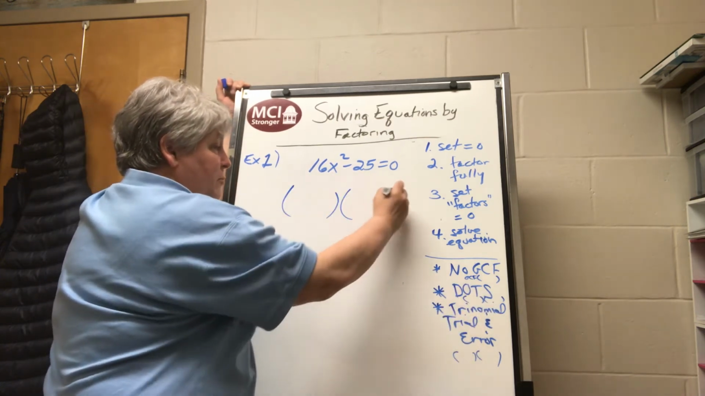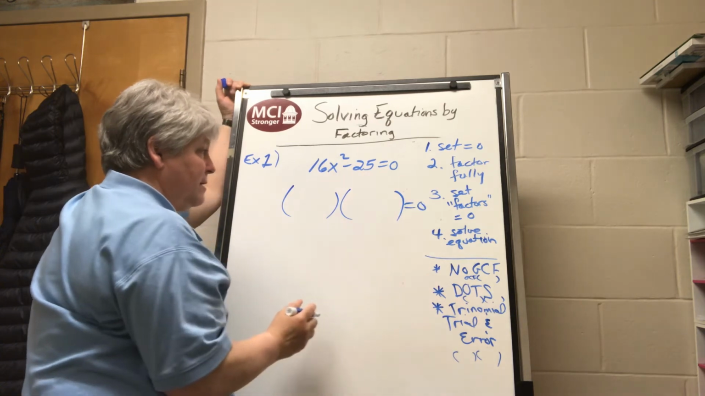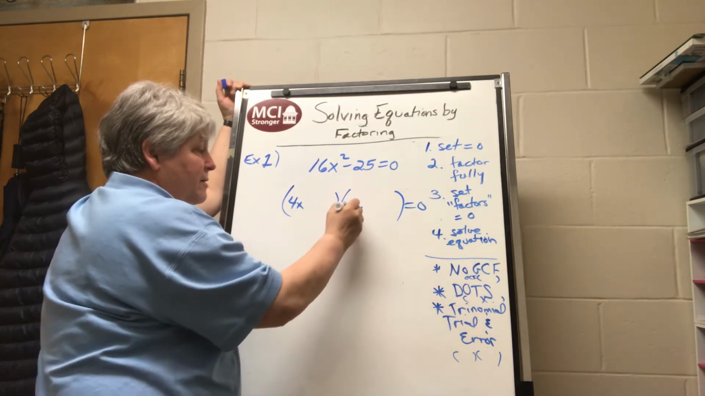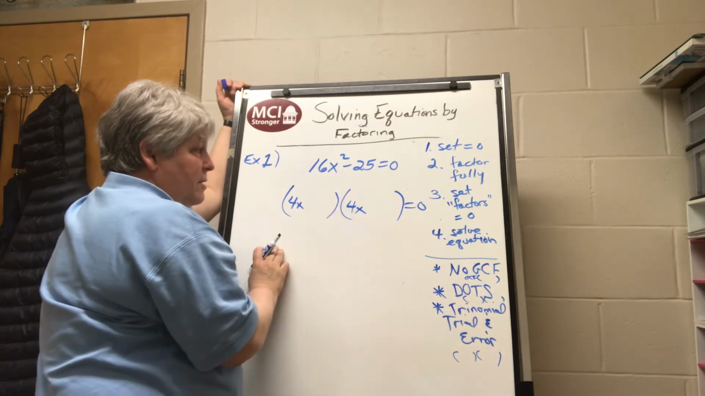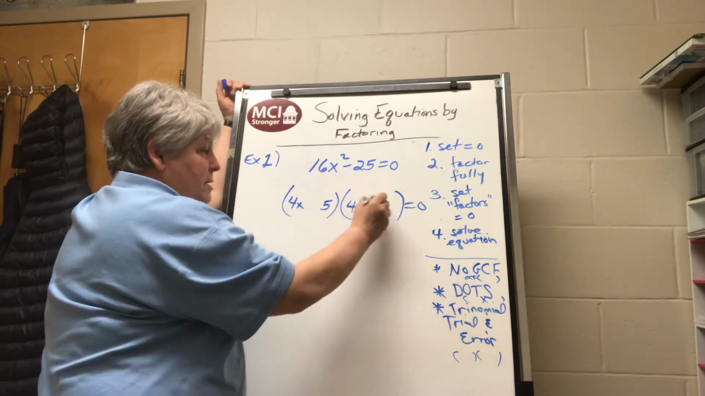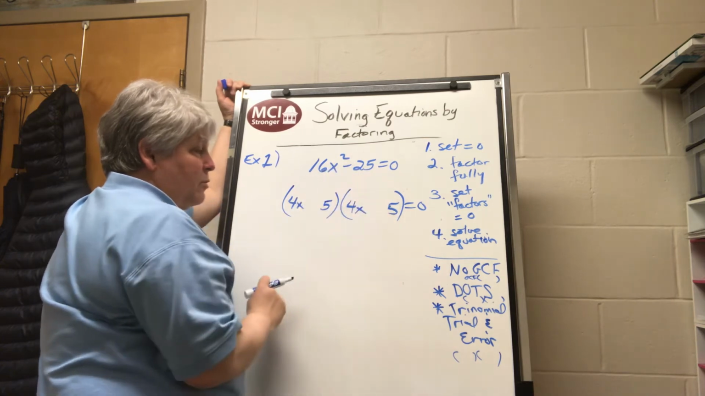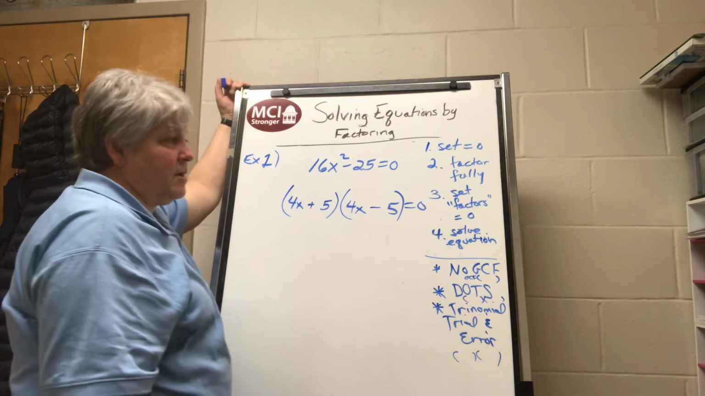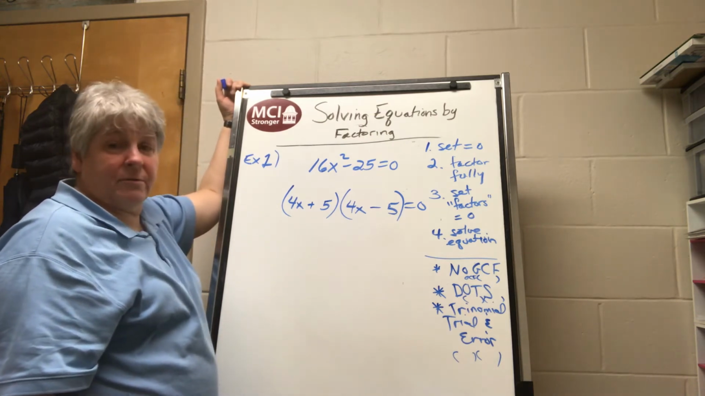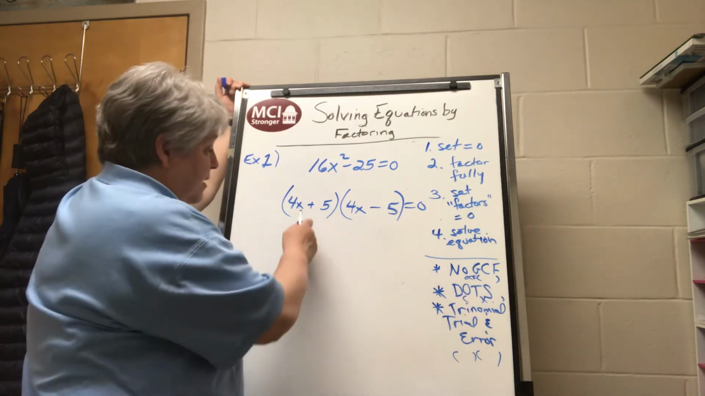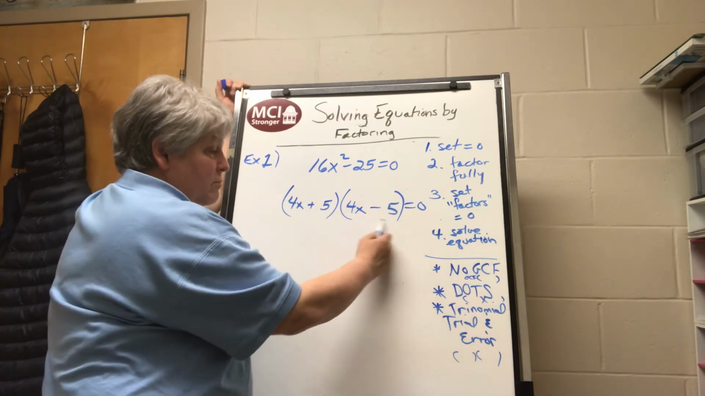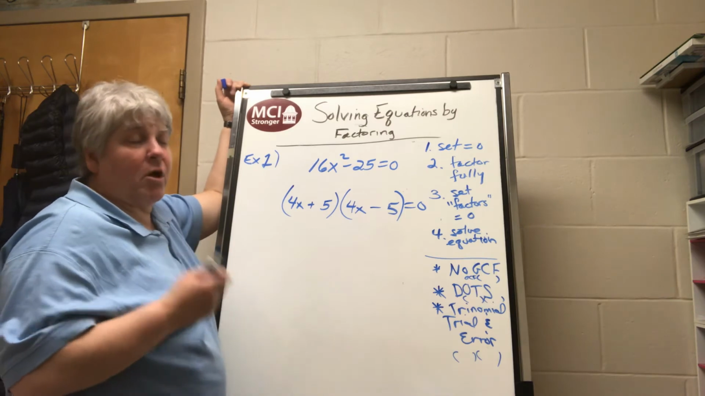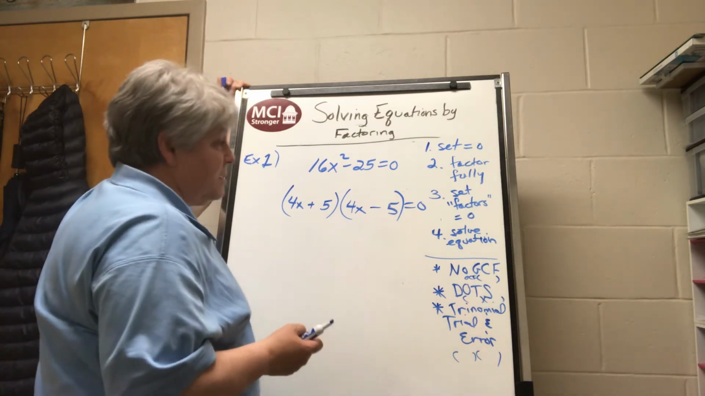So we set up our 2 sets of parentheses. You put here and here what multiplies by itself to give you 16x squared. You put here and here what multiplies by itself to give you 25. And you put one of each sign. We're all done doing step 2. This is factored. Nothing goes into both terms. Neither factor will break down further. Remember, you should always factor completely.